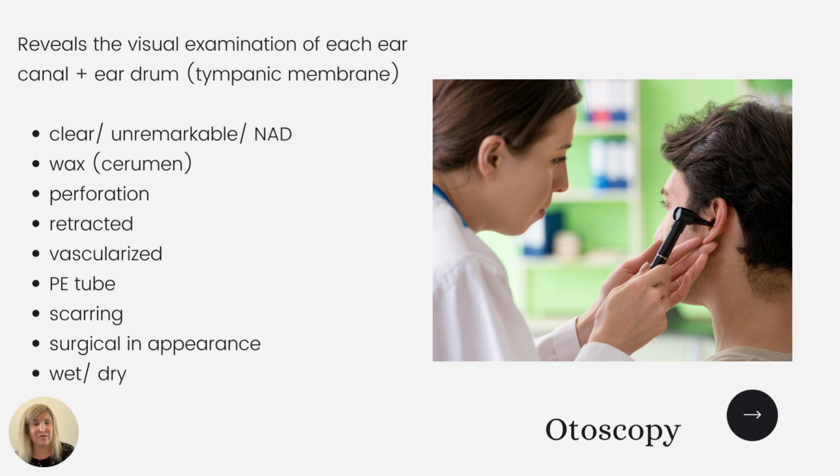PE, or pressure equalization tube, can refer to the fact that there is a grommet surgically inserted into the eardrum by an otolaryngologist or ear, nose, and throat specialist in order to relieve middle ear pressure or drain fluid from the middle ear space. Scarring can be a common comment that refers to the fact that there could be previous history of middle ear infections reoccurring or a previous pressure equalization tube that is no longer in there.